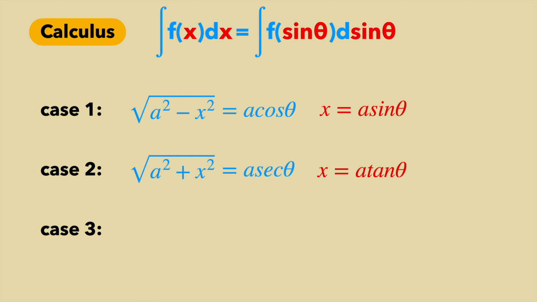For the third one, when you see there is square root of x squared minus a squared in the integral, or some other patterns in terms of x squared minus a squared, you need to do the trig sub by setting x equal to a times secant theta. So square root of x squared minus a squared equals a times tangent theta. Then you will take the terms out of the square root.